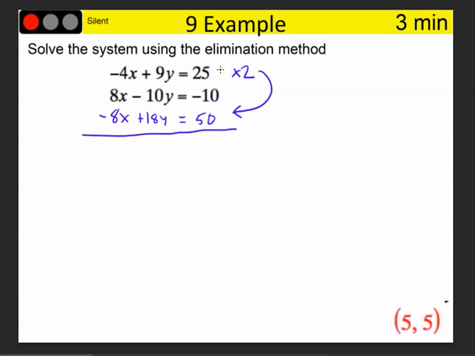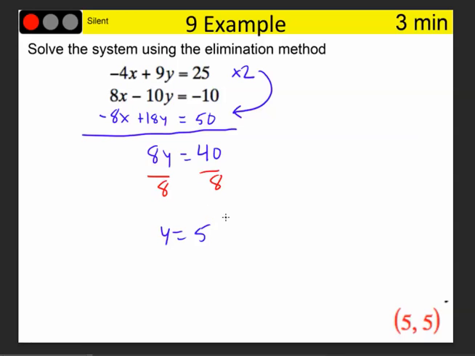Now we can eliminate, just like we did before, because I have +8x and -8x. Those make 0. -10y and +18y is +8y. -10 and +50, that's like 50 minus 10 is 40. And now I just have a one-step equation. You can divide both sides by 8. You get y equals 5.